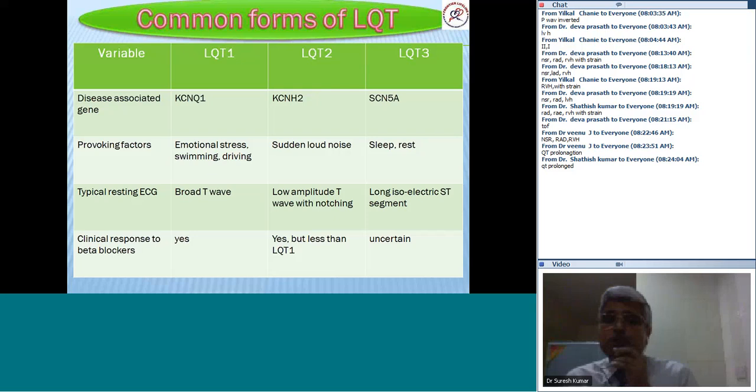So remember this. And the typical resting ECG in long QT1 has a broad T wave. In 2, there is a low amplitude T wave with notching. And 3, there is a long isoelectric segment. And the response to beta blockers is best in the first, less so in the second, and none or uncertain in long QT3. So this slide I would like you to carry in your head.